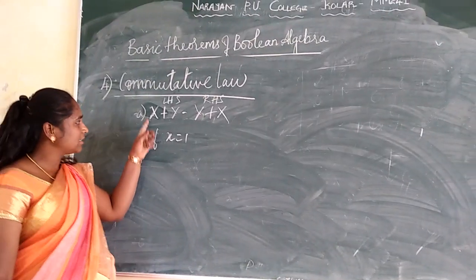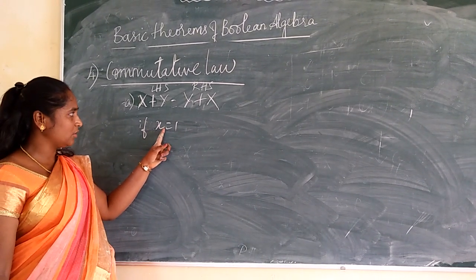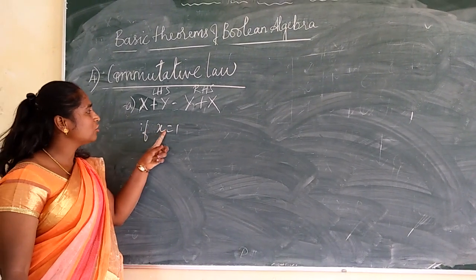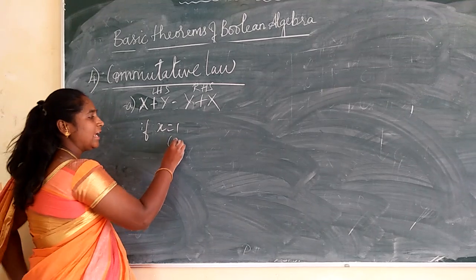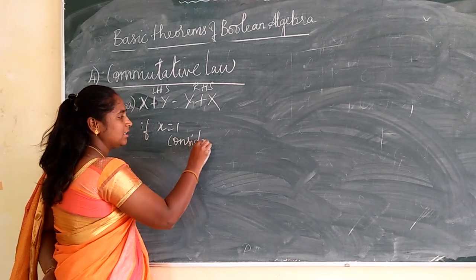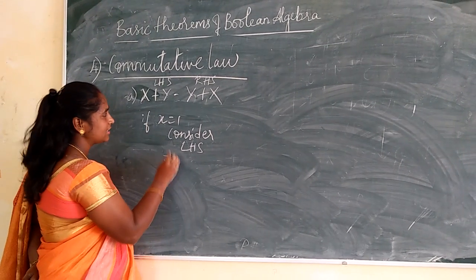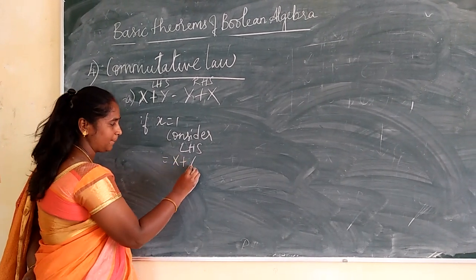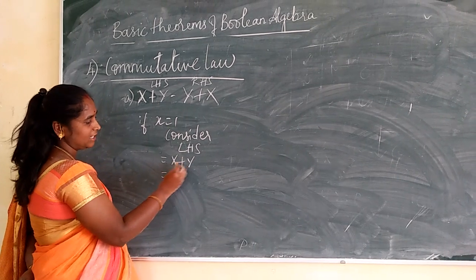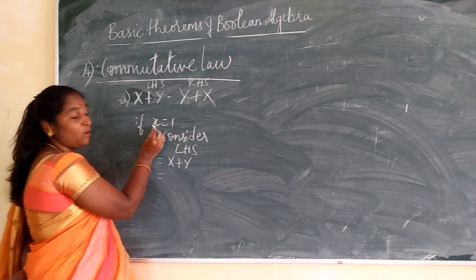Okay, next, first we have seen x equals 0. Next we are going to see if x is equal to 1. Consider your LHS, that is nothing but x plus y. So x plus y is nothing but in place of x you are going to substitute 1.